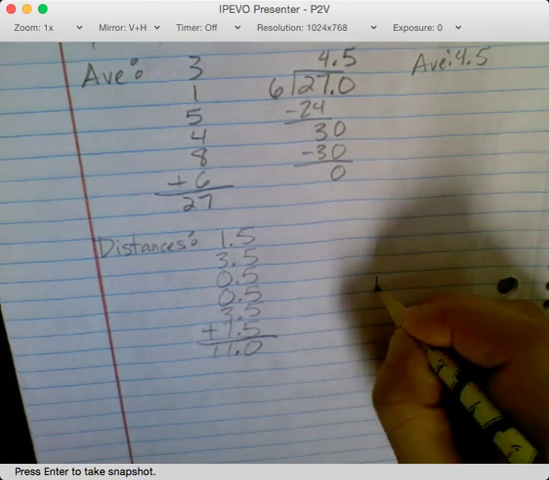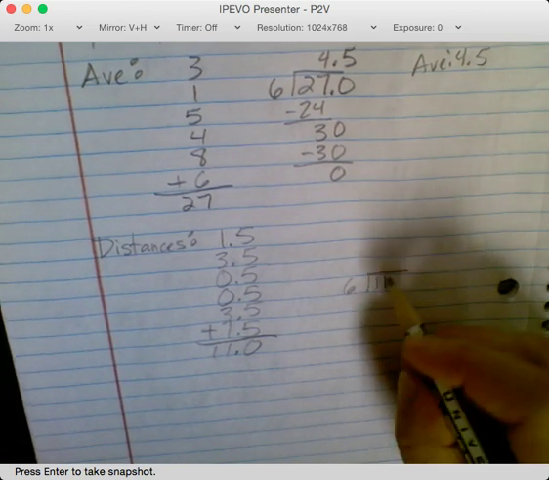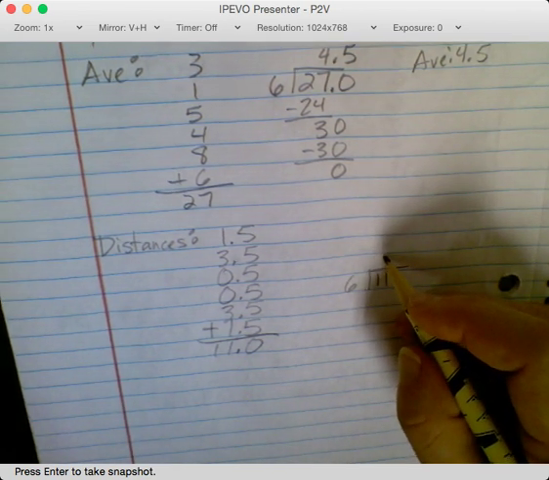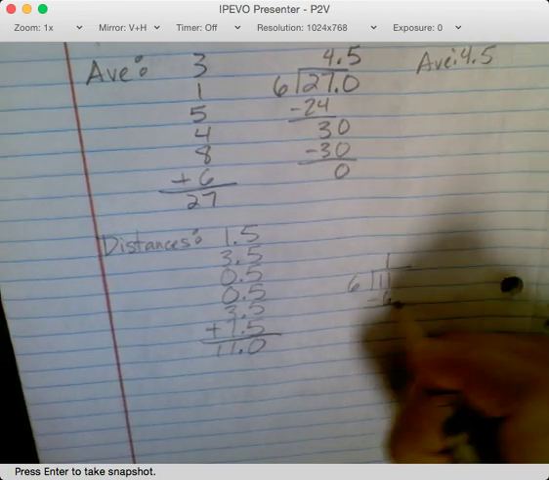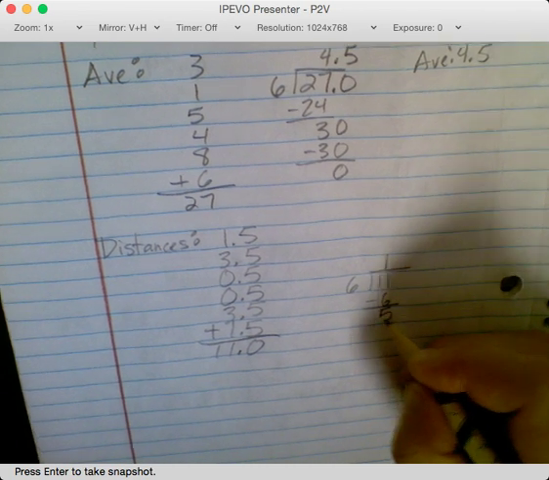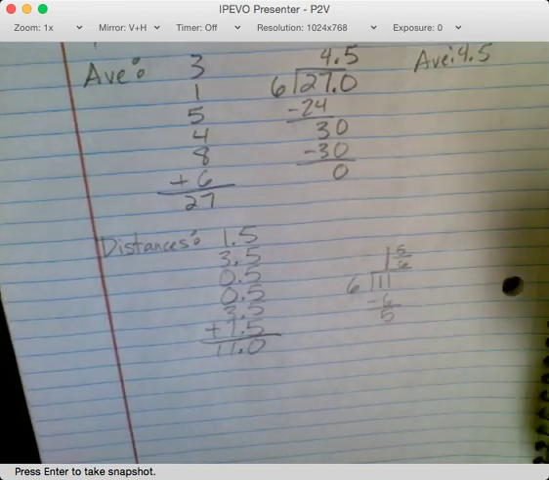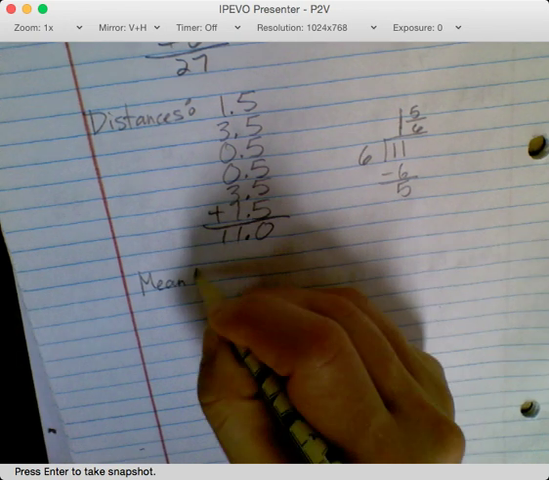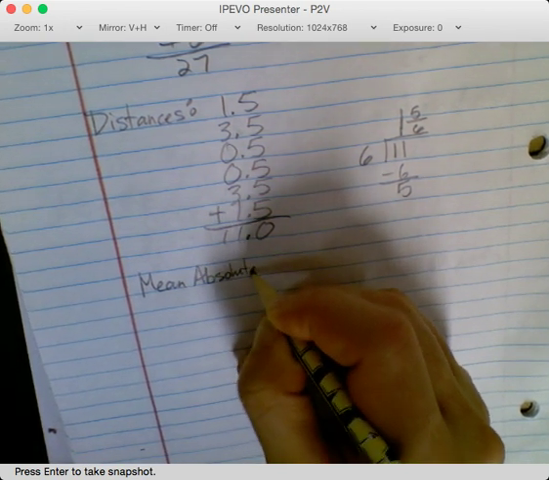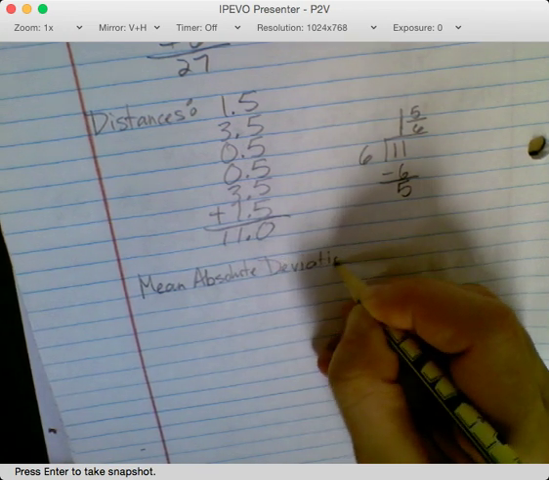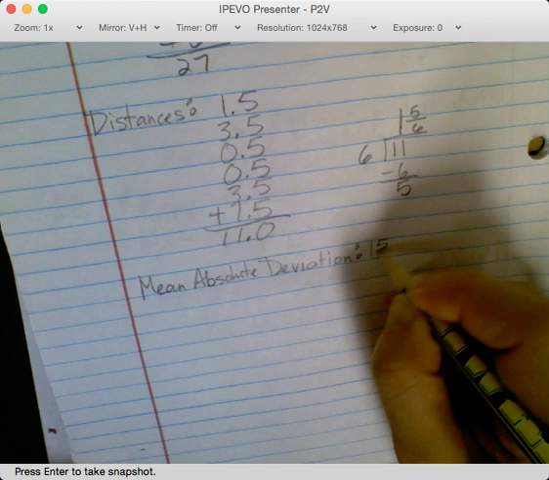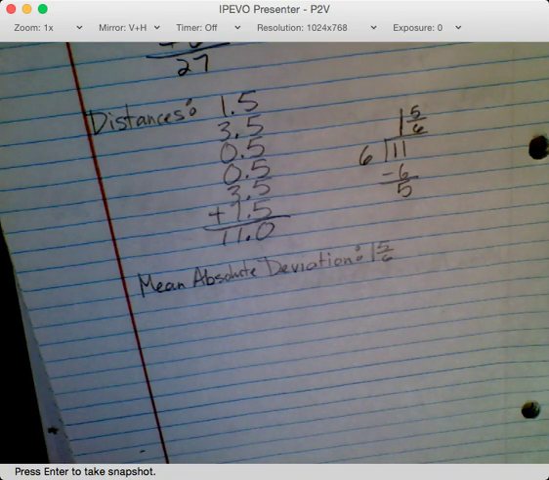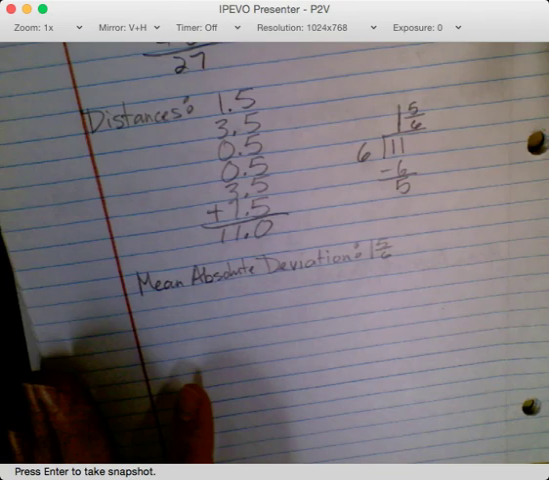So 11 divided by 6, and this time I'm going to write this as a fraction just because it'll be easier to show. If I did not do this as a fraction, the decimal would be a repeating decimal. So writing it as a fraction would work better for this example. All right, so my mean absolute deviation is 1 5/6. If I did divide that, it would be 1.8333 with a line over the 3. It would have a repeating 3.